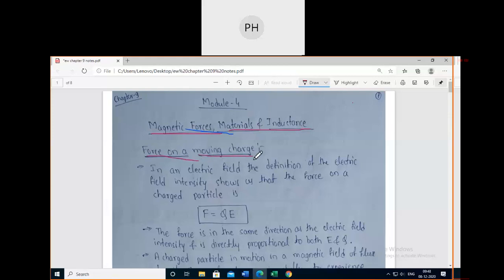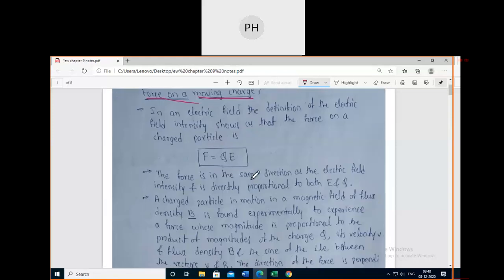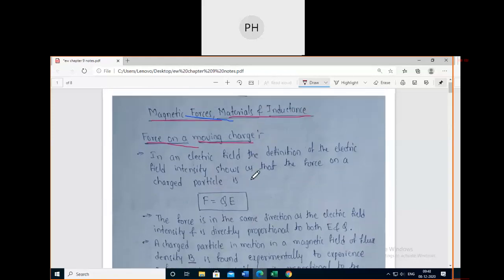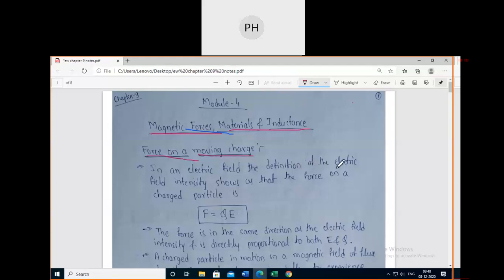Force on a moving charge. Okay, the first parameter is what is actually force with respect to a moving charge. In an electric field, the definition of electric field intensity shows as a force on a charged particle. So with respect to electric field, we have seen force also, and we have seen work done W.